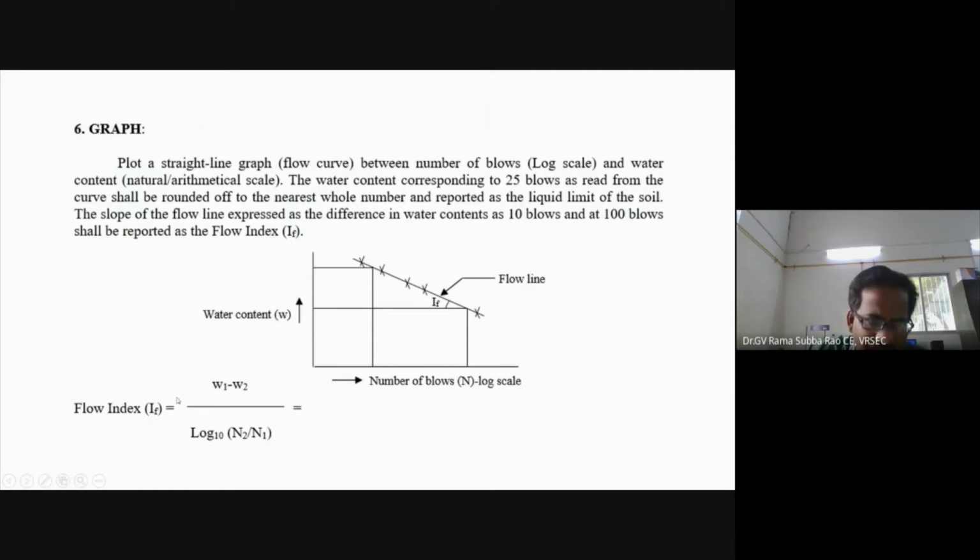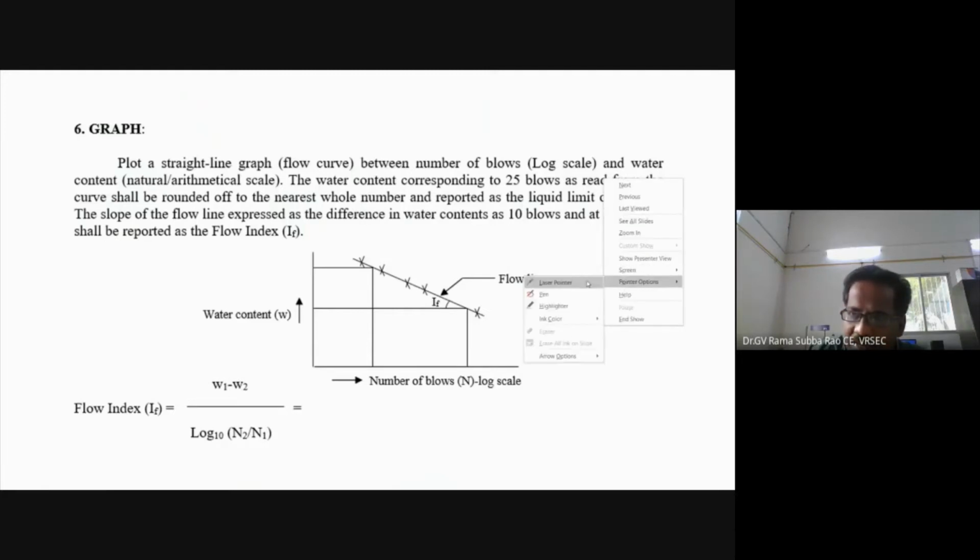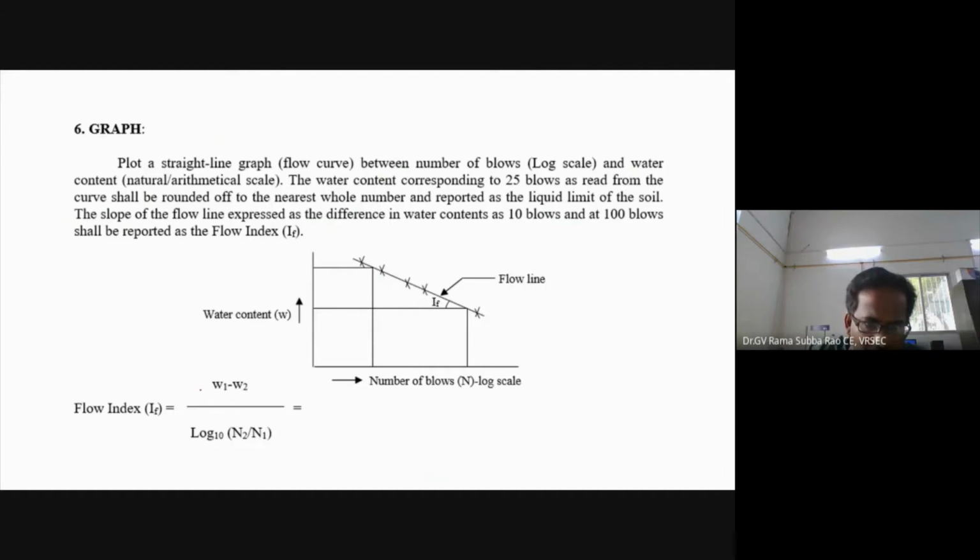Sometimes we use a minus sign here. If anyone finds a minus, one can say W2 minus W1, so you may have to put a minus at the beginning. Otherwise, if you are writing W1 minus W2, what it is actually saying is that once water content increases, the number of blows decreases. So it is a downward trend. Try to understand, this flow curve shows a downward trend.